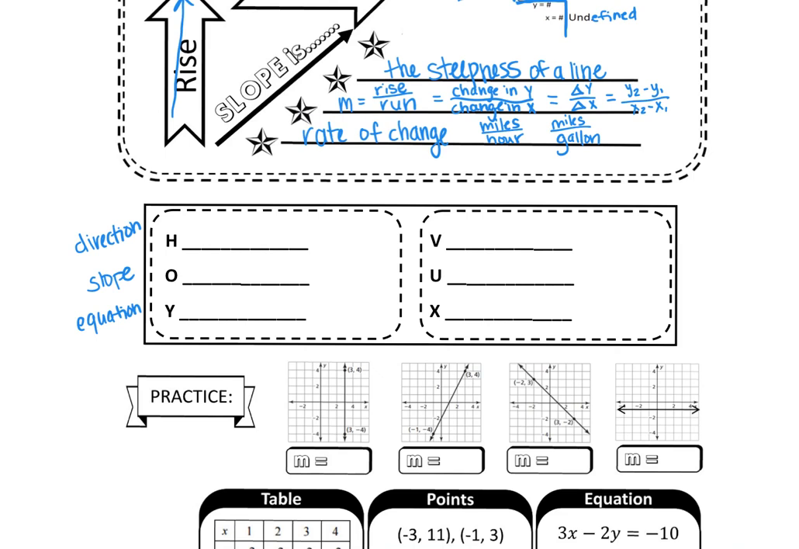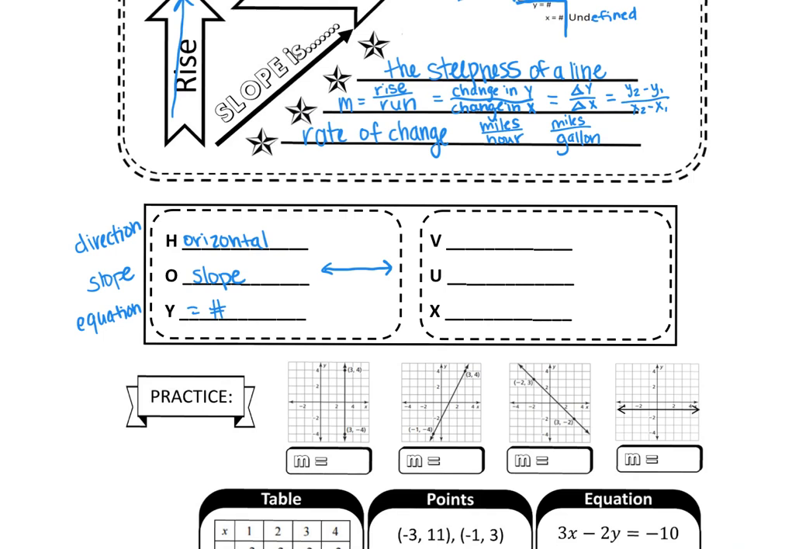So let's start with HOY. The H, like we just said, stands for horizontal. So that means your line is going left to right. The 0 is your slope, so it's 0 slope. And then the y, that's your equation. So your equation is going to be y equals any number.